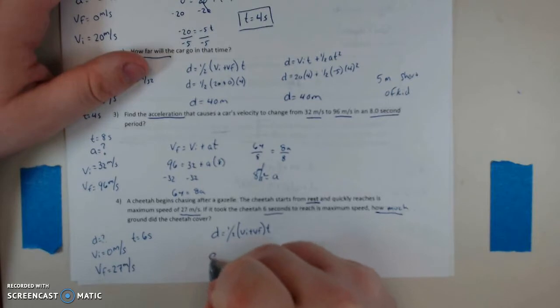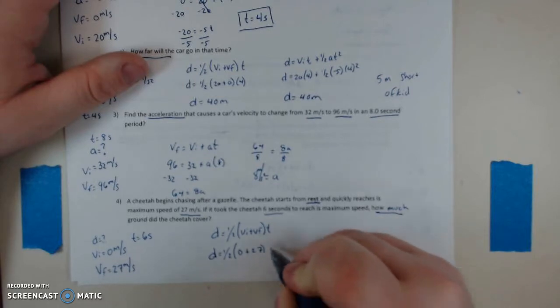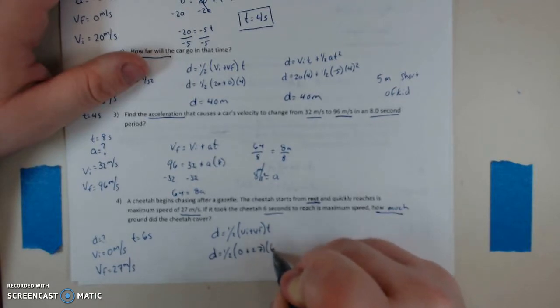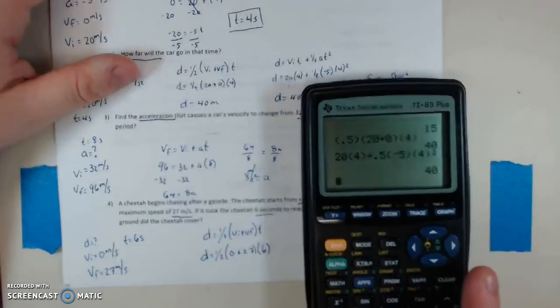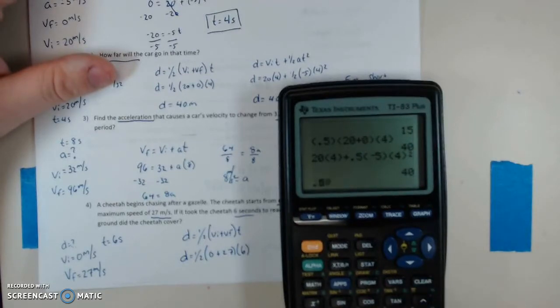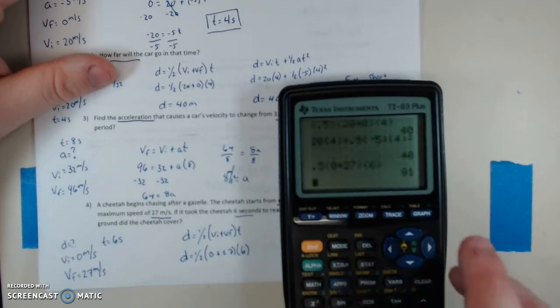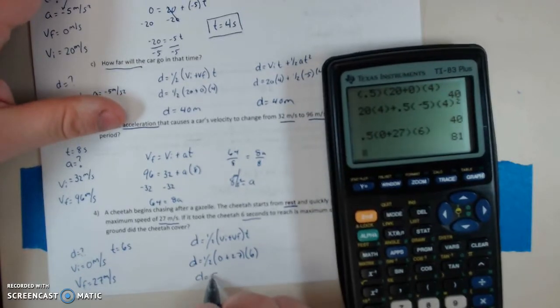So plugging in, we have D equals 1/2 times 0 plus 27, times T, which would be 6. Okay, getting my calculator, because I don't have to do any math besides just entering this in. I get 0.5 times 0 plus 27, times 6. So my answer in this case is D equals 81 meters.